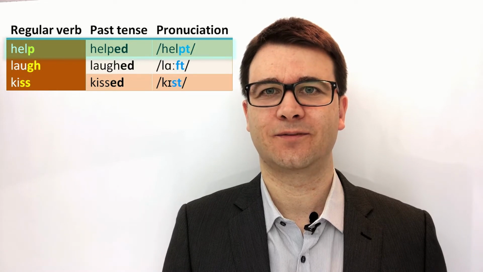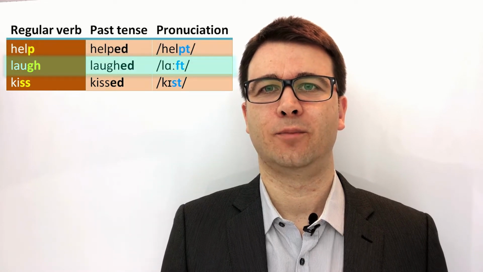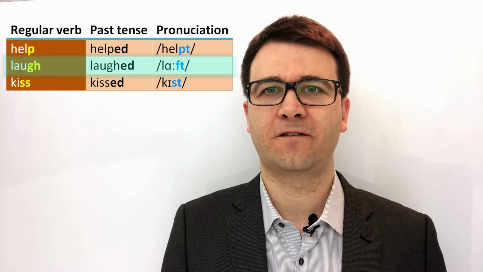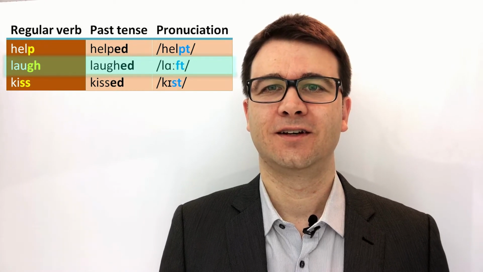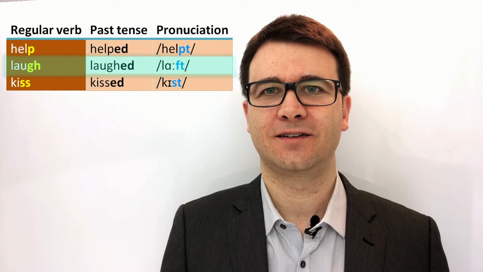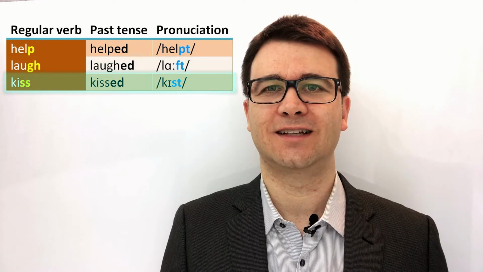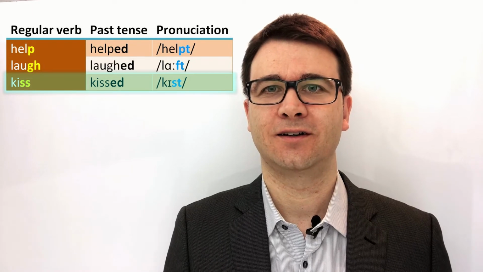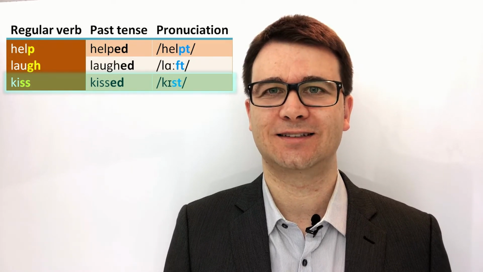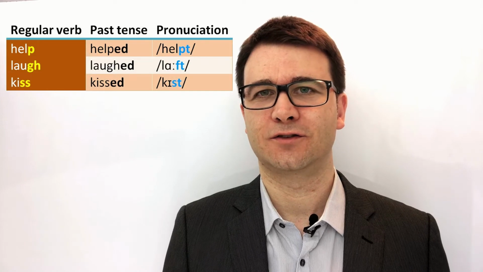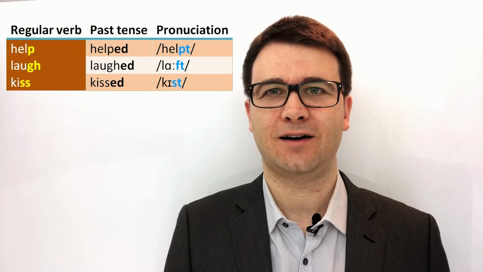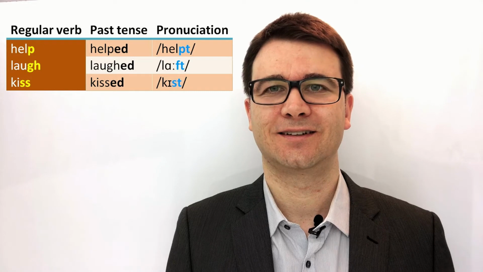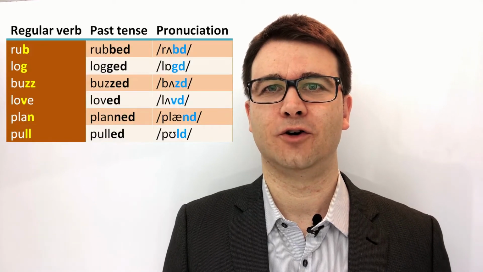It's helped. Similarly, the verb laugh ends with a f sound, which is unvoiced. So the past tense is laughed. Another example is kiss, which ends with s sound, another unvoiced sound. So the past tense is kissed. I hear a lot of students pronouncing these verbs as laughed and kissed. So that's type 2.